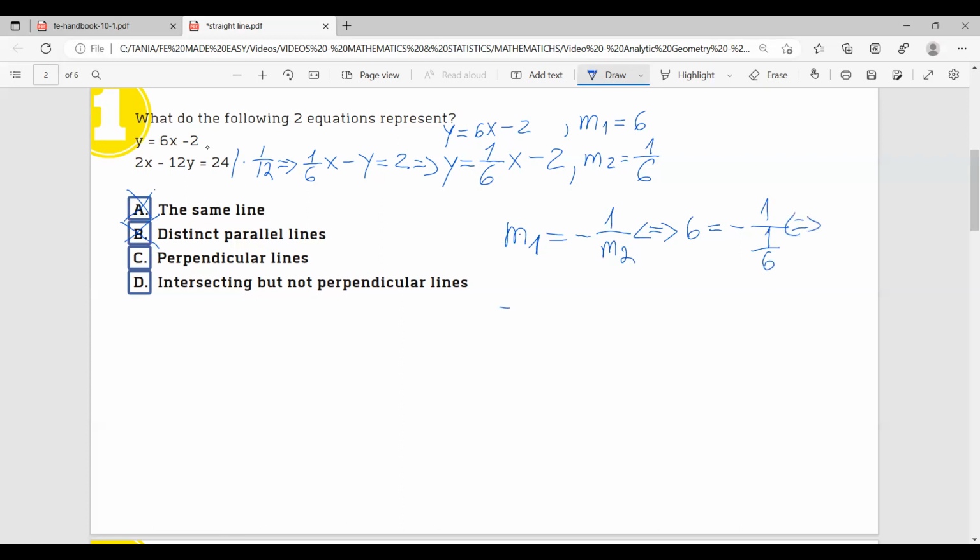And moving forward, we're going to have 6 equals minus 1. And we multiply by the inverse, so that's 6 over 1. And this will be equal to 6 equals 2 minus 6, and this is not true. So this means that these two lines are not perpendicular. So the only case remaining is that these two lines intersect, but they're not perpendicular. And this is the correct answer.